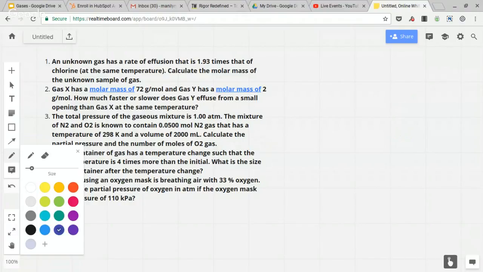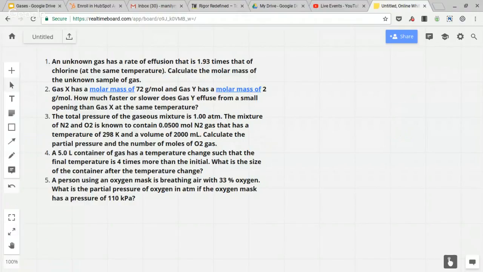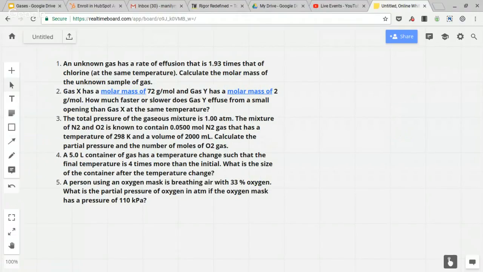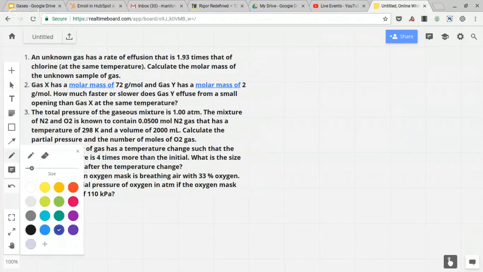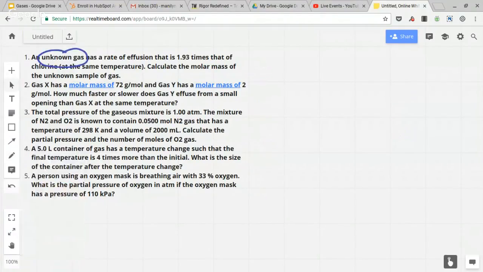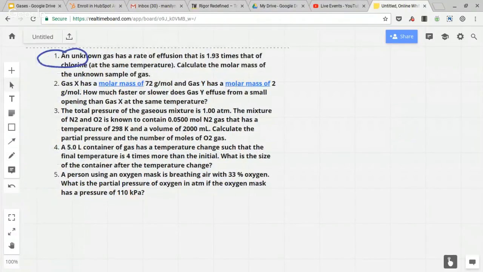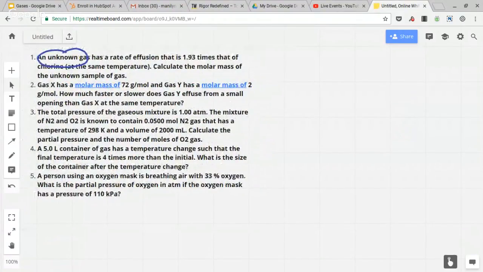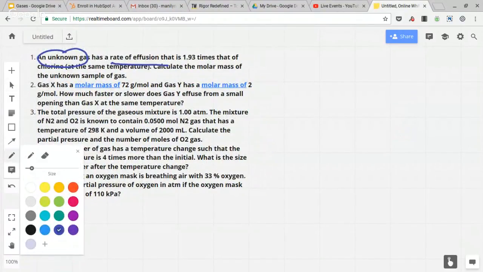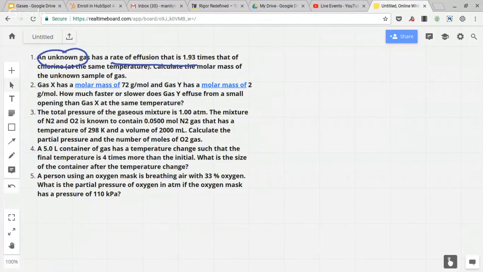Okay. So problem number 1. An unknown gas has a, thank you, Miggy. So we're ready. An unknown gas, I think you're familiar with this. When we talk about an unknown gas, it's always designated as X. It has a rate of effusion that is 1.93 times that of chlorine gas. And then at the same temperature, calculate the molar mass of the unknown gas. So let's start with the given of this problem.